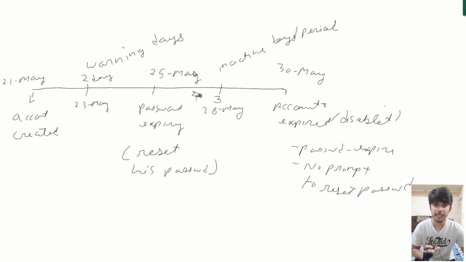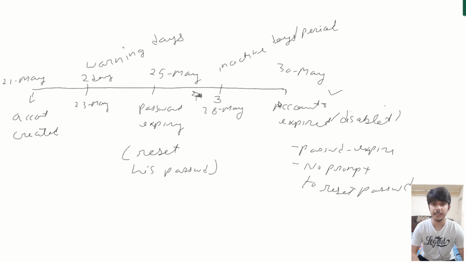After the password has expired, the user must reset their password within the inactive period. If the user does not change or reset their password, then the account will automatically get disabled before it hits the actual expiry date. This was our actual account expiry date, but if the user didn't change their password within these 3 days, the account will get disabled. Then the user might have to contact the system admin to reset his password. So this is inactive days.